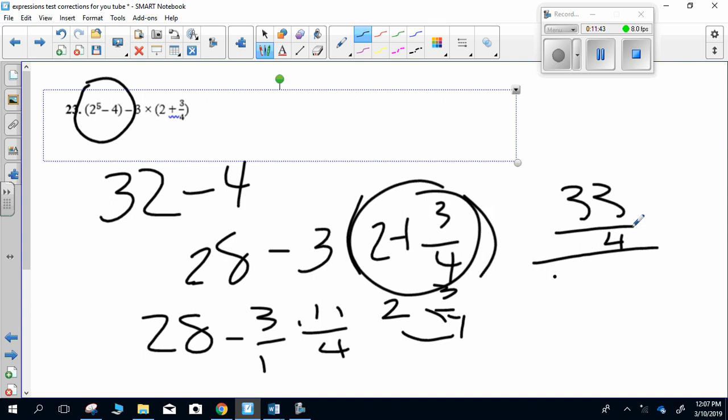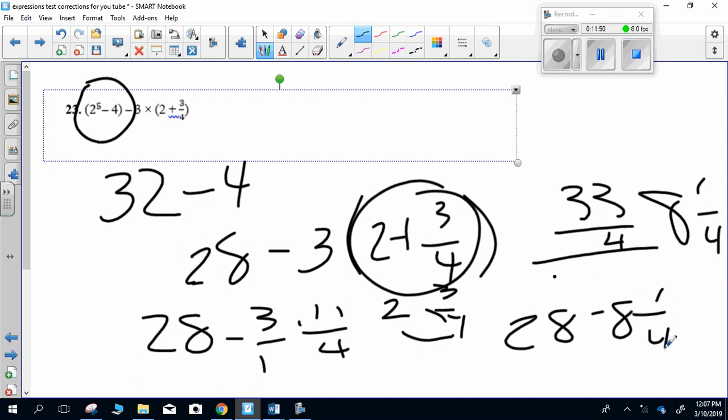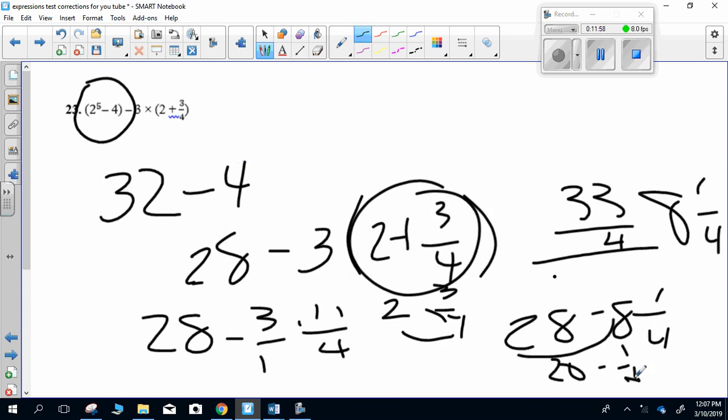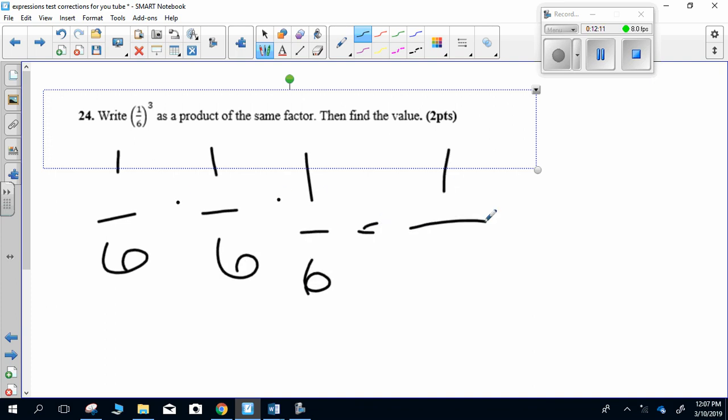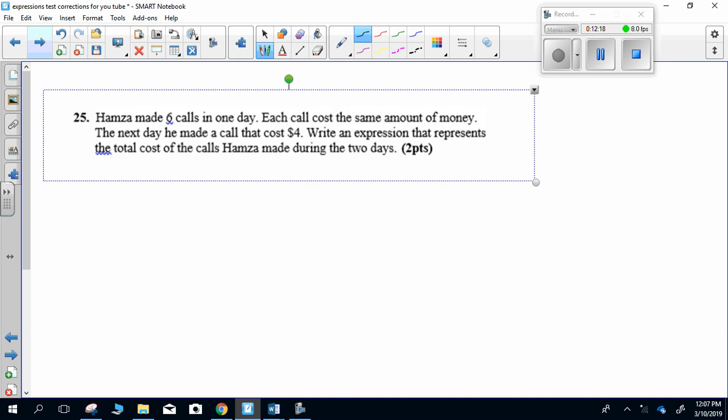33/4 is equal to 8 and 1/4. So I have 28 minus 8 and 1/4. 28 minus 8 is 20. 20 minus 1/4 is 19 and 3/4. Next one, product of the same factor equals 1, and 6 times 6 is 36. 36 times 6 is 216, so it's 1/216th.